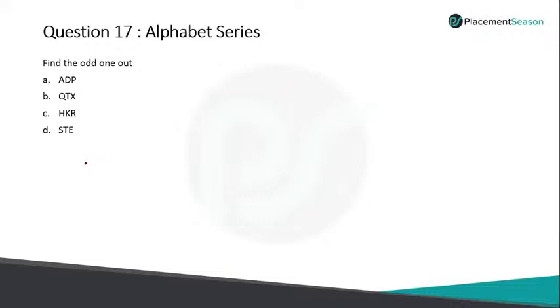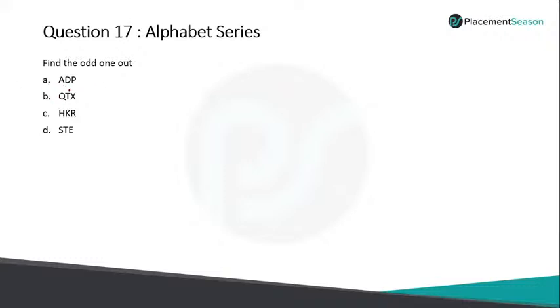Find the odd man out. Okay, here the odd man out: ADP. Again, you just compare with the respective position of the letters. So A is 1, D is 4, P is what? The 16th letter, right? So 1, 4, 16. It is easily understood: 1, 4, 16, 4 power 0, 4 power 1, 4 square. So easily we can compare.